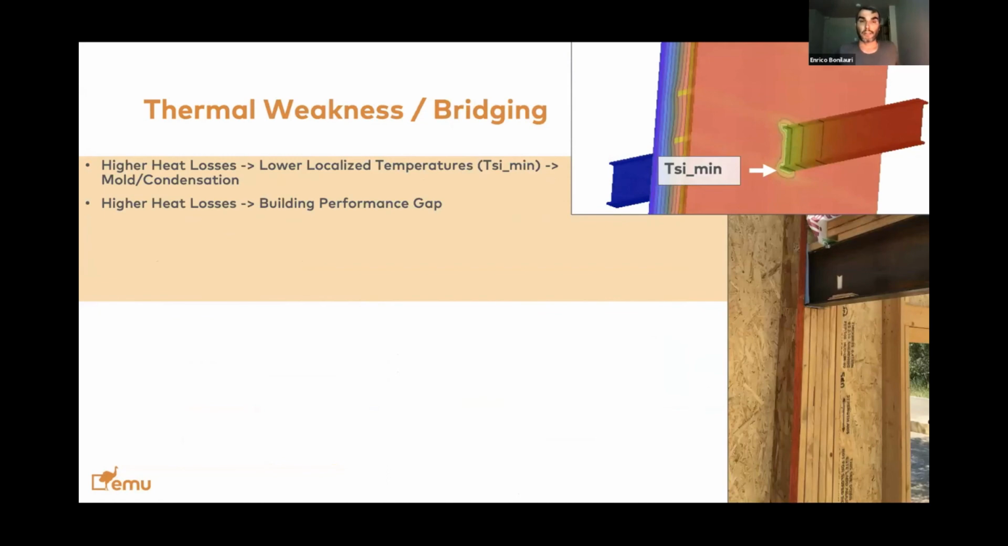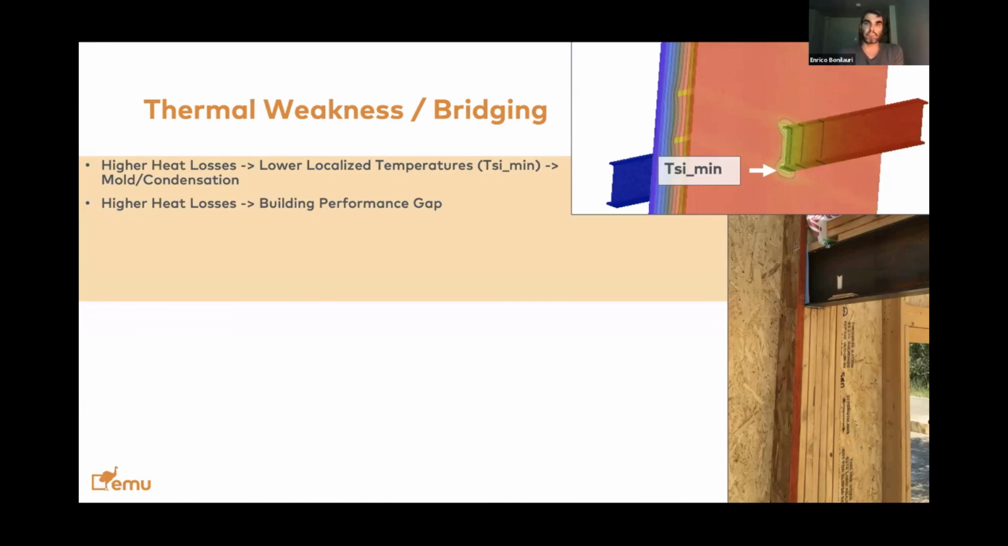Thermal weaknesses: thermal bridging is something that we care a lot about, mostly because if you have high heat losses, the result is that you have lower localized temperatures in a specific spot of the internal surface of the building, and that opens the ground to mold and condensation. If you keep in mind that buildings are for people, you cannot have a good building if you have mold and condensation. That is not a high performance building.